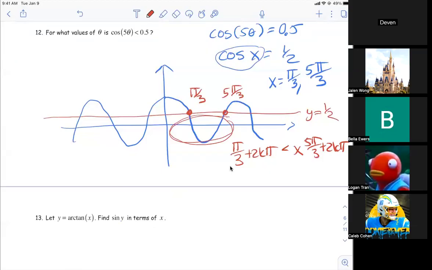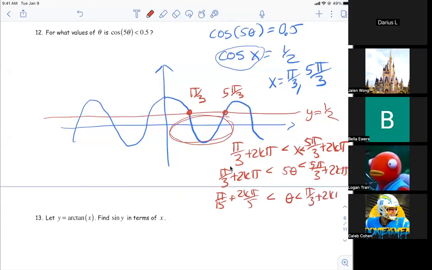Yeah. Okay, so then, oops, I forgot the less than. So then remember what x was? It was 5 theta. So if x is 5 theta, I'm just going to rewrite it with 5 theta. Then let's solve for theta. To solve for theta, I'm just dividing everything by 5. So it'd be pi over 15 plus 2k pi over 5, and pi over 3 plus 2k pi over 5. And that's it for that one.